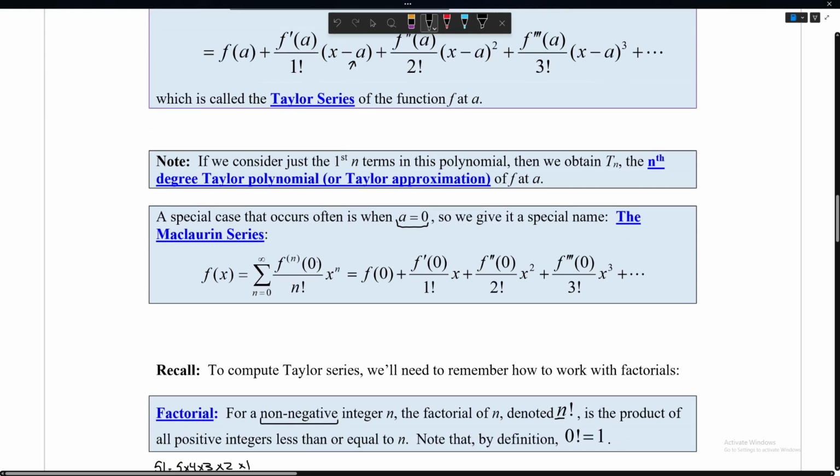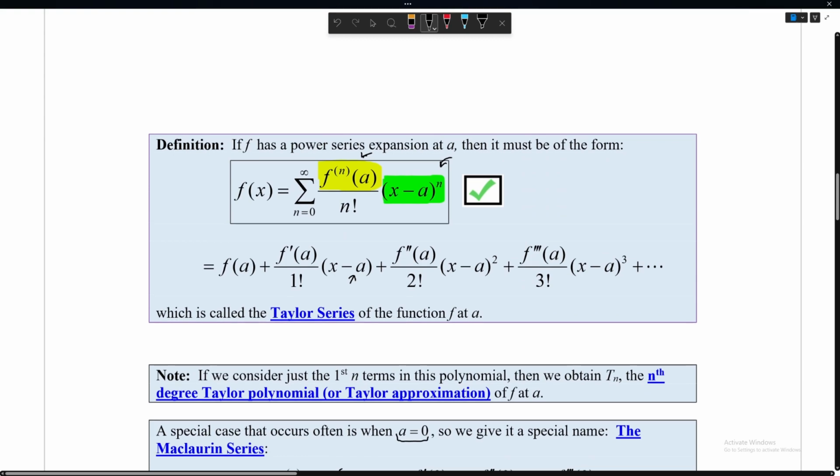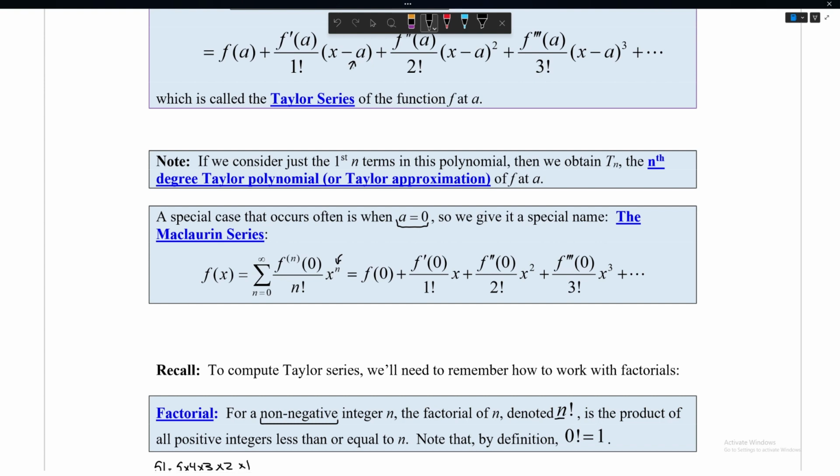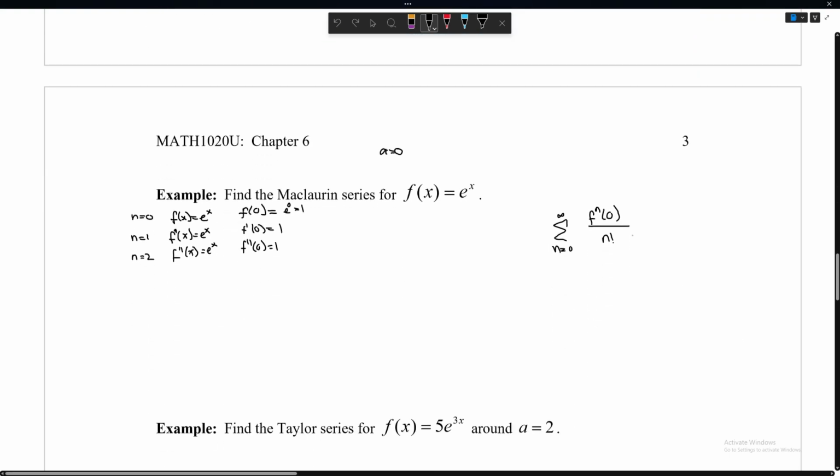In your Maclaurin, you have just x to the n. So see here, x minus a, here it is x to the n. And the difference is because your a in the Maclaurin is 0, right? And so it goes away. You just have x, and you just raise it to the n, all right? And so we have x to the n.